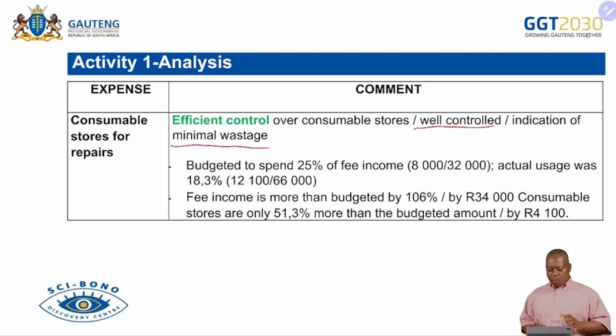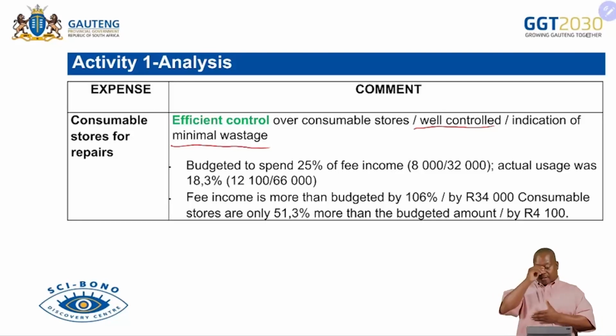And then let's also move on to fee income. Fee income is more than the budgeted by 106%. So it means it went double. 100% is double. So it means it went even more than double from our budgeted of 32 to 66%.